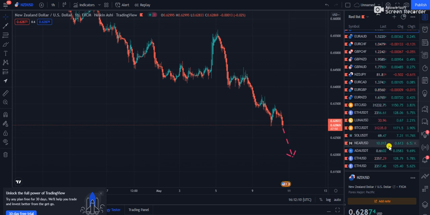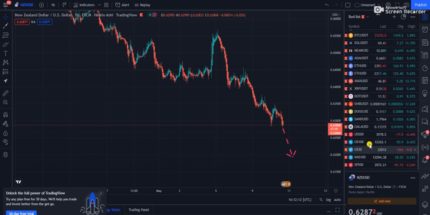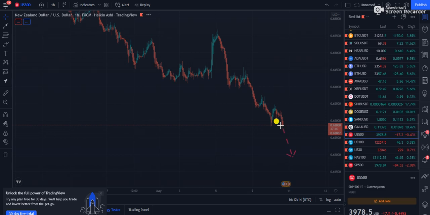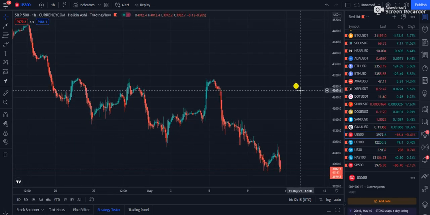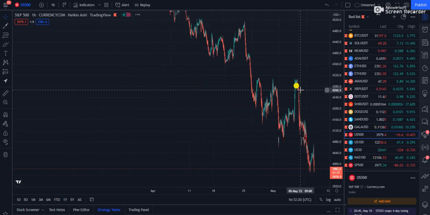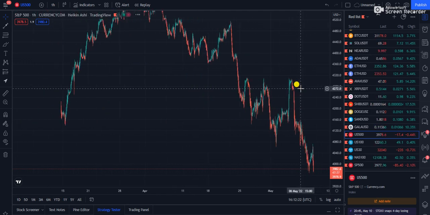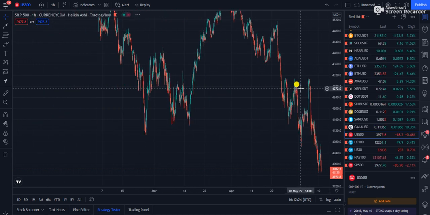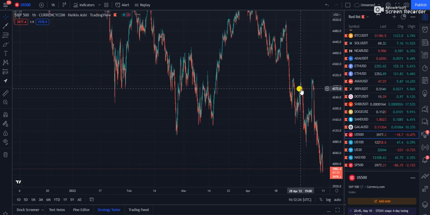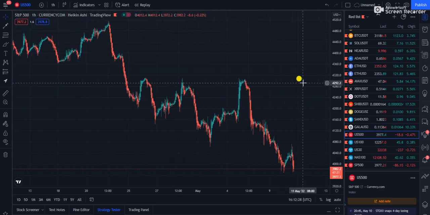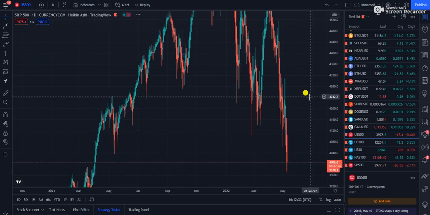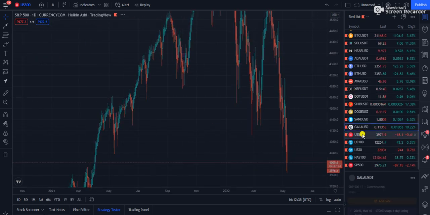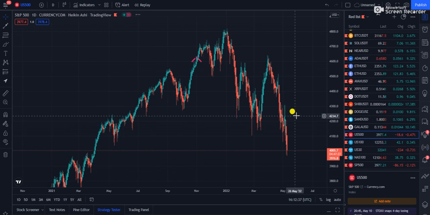So meanwhile, I'm going to the US 500. So let's have a look how US 500 stands. Okay, so this is the picture on the 1 hour. So guys, please have some patience because it takes some time to analyze the market. So going to the daily candle. Okay, so US 500 daily candle.